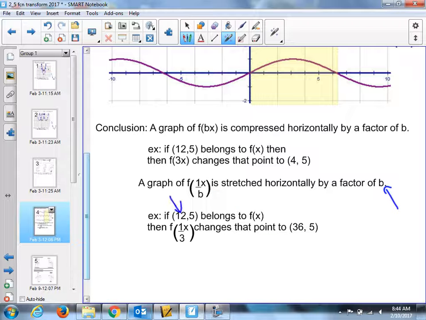So if we apply 12 comma 5 as a point in the original function, f of 1/3 x changes that. This same point will be stretched over 3 times. Okay? Now this isn't news to anybody, right?